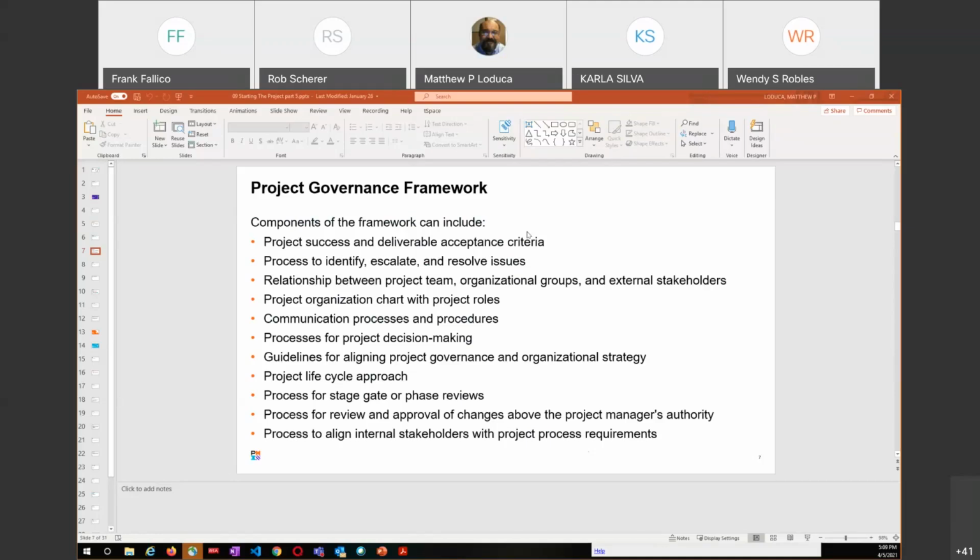The process for stage gate or phase reviews, we'll talk about those a lot coming up here. Process for review and approval of changes above the project manager's authority. So governance is going to tell you what you can review and approve and what you need to go to somebody else for. And then the process to align internal stakeholders with project process requirements. So again, it's getting everybody on the same page. It's sort of the project manager for the project manager. I don't know really how else to say that. A lot of this is redundant type of stuff again.